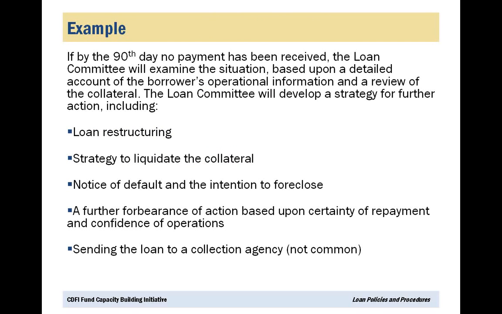Again, you might want to have a more detailed policy manual that gets into all the details and talks about how your loan servicing software works for workouts and things like that. But your loan policies do need to address some of the key elements. So this is an example taken right from a CDFI. This is about a delinquent loan. This is just one piece. If by the 90th day no payment's been received, the loan committee will examine the situation based upon a detailed account of the borrower's operational information and review of the collateral.